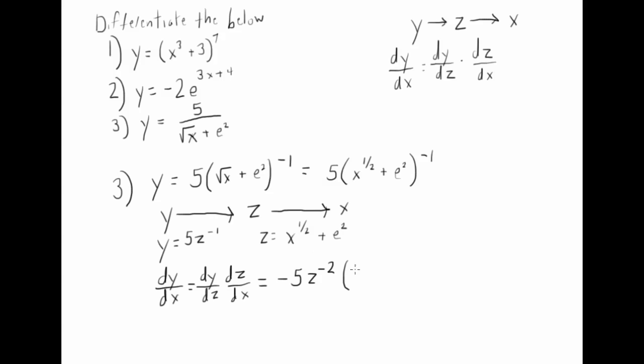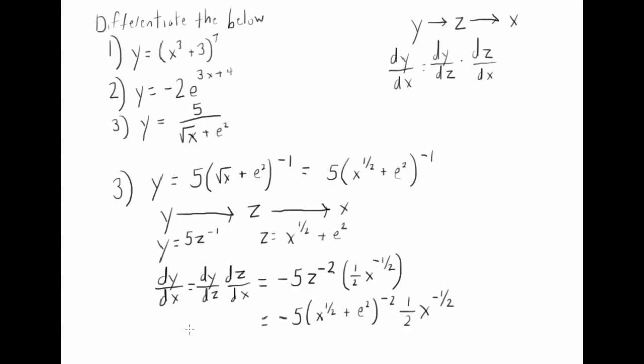times this derivative, which will be 1/2 x to the negative 1/2 power. Note that e squared is a constant. It doesn't involve x, so we're done. Okay, well, not quite done. We're done with that derivative. We need to plug in for z. So negative 5 times x to the 1/2 plus e squared to the negative 2 times 1/2 x to the negative 1/2.